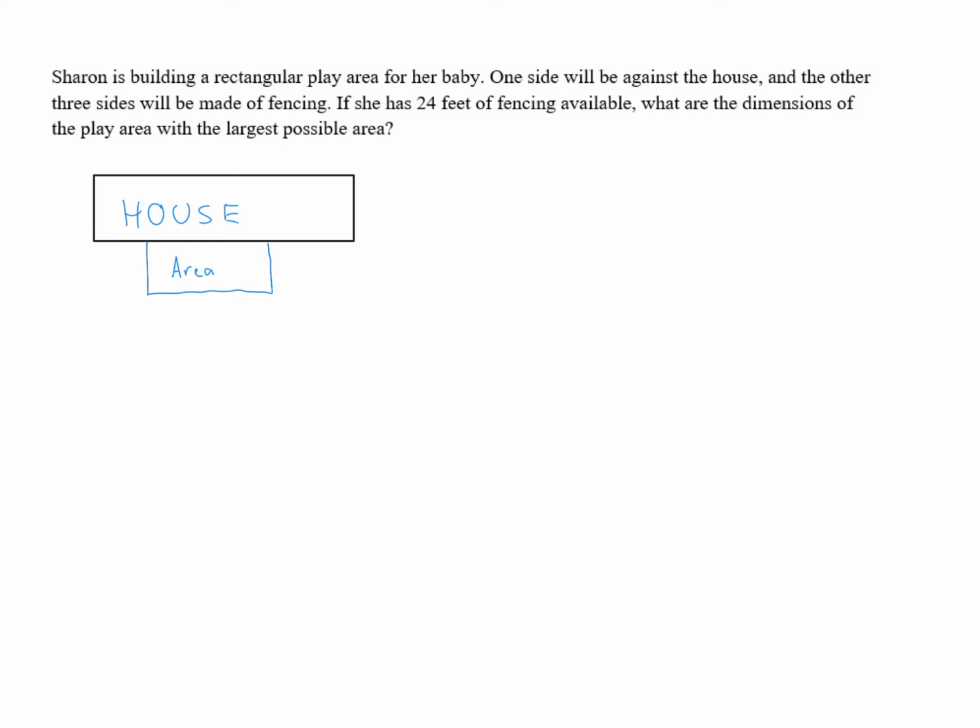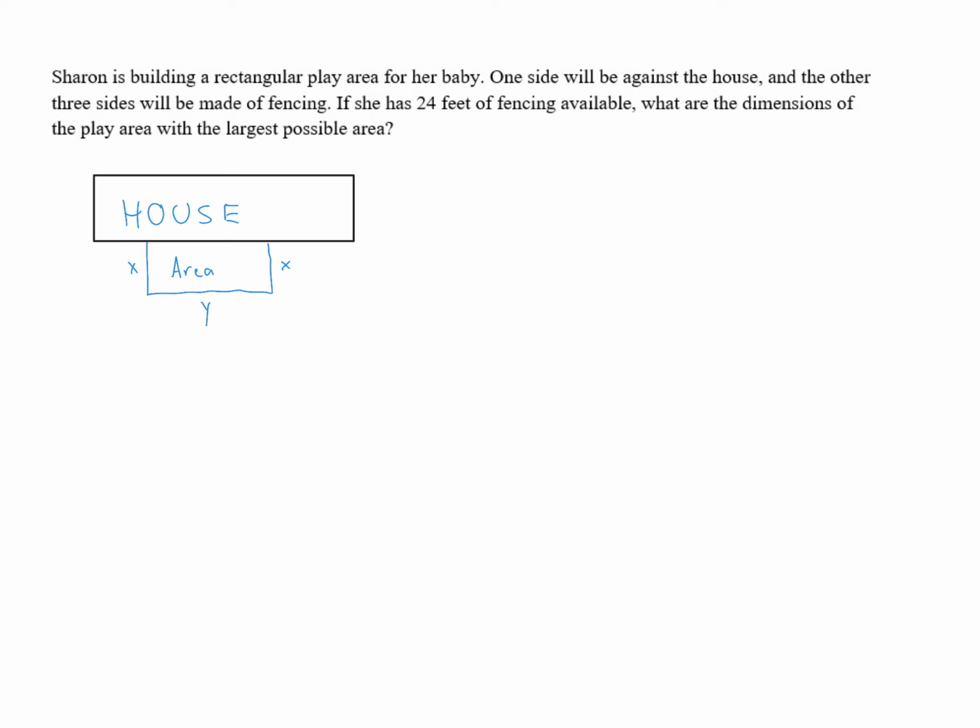Now, we could call the sides of this x and y if we wanted to. The other side would then also be x. And we could say that the area is x times y. But the problem is we don't know multivariable calculus yet. We can't deal with functions of 2 variables. So what we need to do is write everything in terms of x.